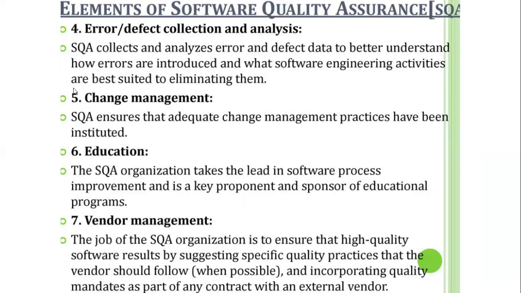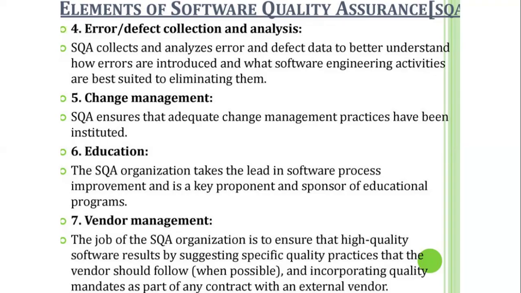Fourth is error or defect collection and analysis. Software quality assurance collects and analyzes error and defect data to better understand how errors are introduced and what software engineering activities are best suited to eliminate them. Fifth is change management. Software quality assurance ensures that adequate change management practices have been instituted. Sixth is education. The software quality organization takes a lead in software process improvement and is a key proponent and sponsor of educational programs.